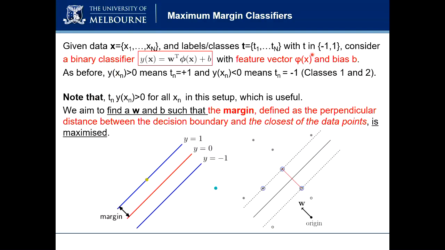And note that this +-1 thing is useful because of this. If I now use t_n times y of x_n, if it's -1, then this is also -1. Minus times minus is plus. If it's plus, it's plus. So this is always positive. And that's something I'm going to use in the math. It makes the math go easier, which is useful, as I said.